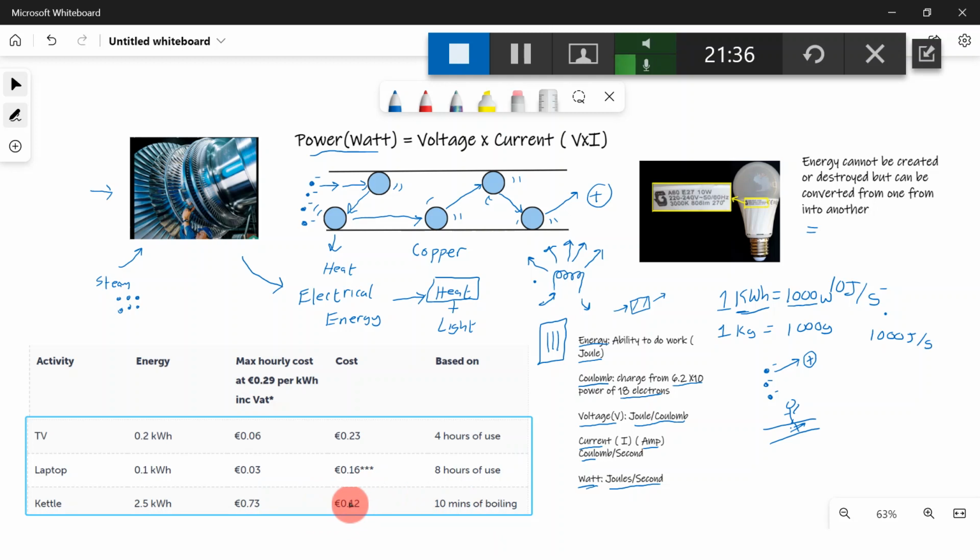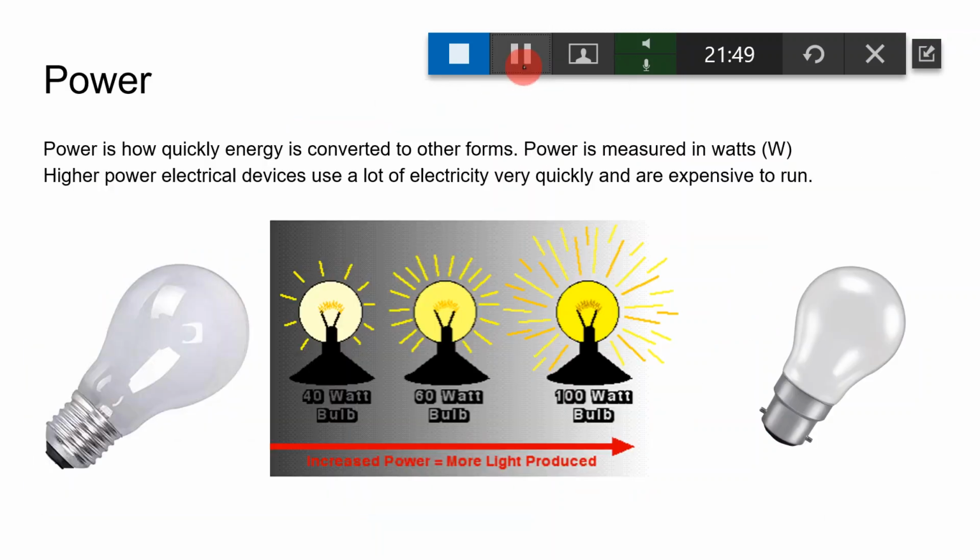So that's just giving you an idea of what we mean by power and how we pay for power and essentially what power is. Power is the ability of the appliance to take electrical energy and convert it into some other form of energy per second, and it's measured in watts.